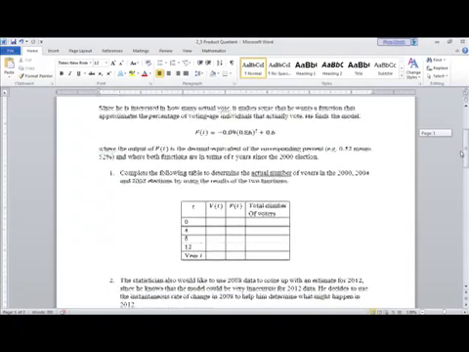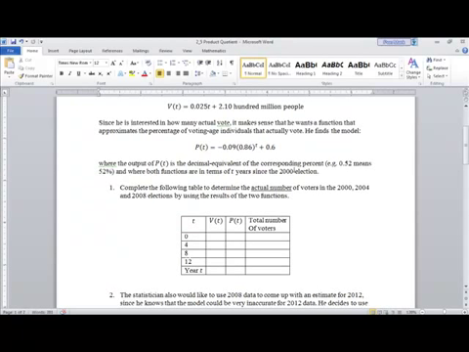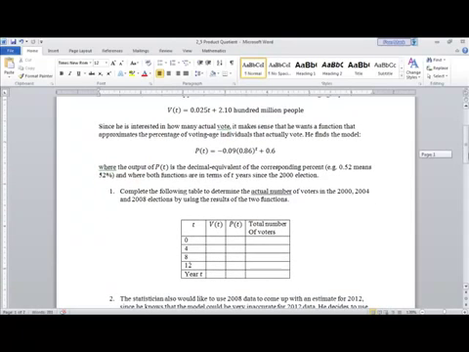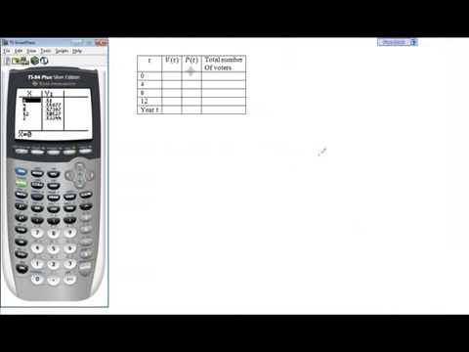The first part that we're asked to do, so both of these are in terms of t, years since the 2000 election. So if we plugged in 0 into both of them, they'd be the year 2000, and so on. And now the first thing we want to do is start off by completing the following table to determine the actual number of voters in the 2000, 2004, and 2008 elections by using the results of the two functions. So I'm going to come back over here, and I've already got these two functions plugged into my y equals screen. I'll start with the first one to get my v of t values. So I want an output for 2000, 2004, 2008.